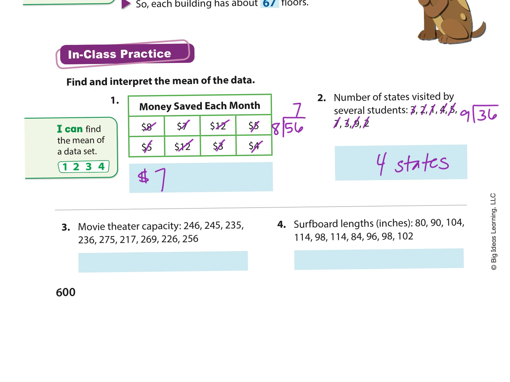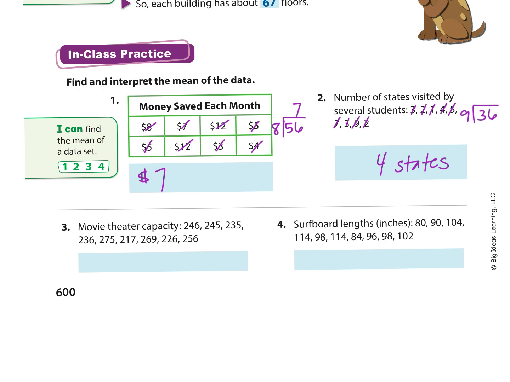Okay, we're going to do number 3 together. These are bigger numbers now. Okay, so it says movie theater capacity. We want to find the average number of people that a movie theater can hold. These are a bunch of different movie theaters and what their capacities are. Capacity means the number of people that can fit in there. We want to find what the average theater holds. So we're going to add up all of these numbers together.